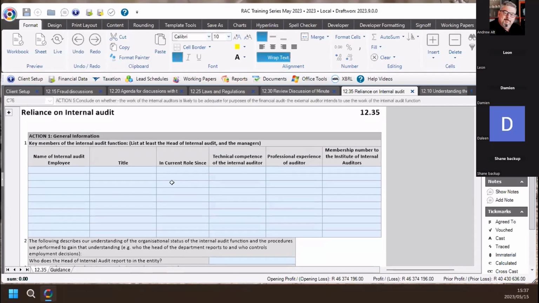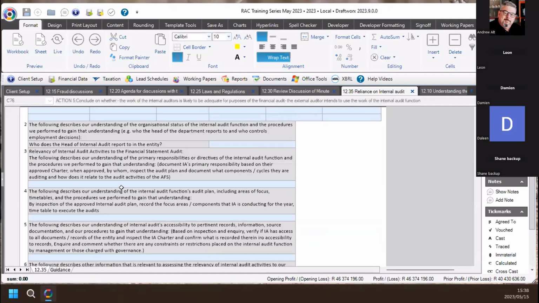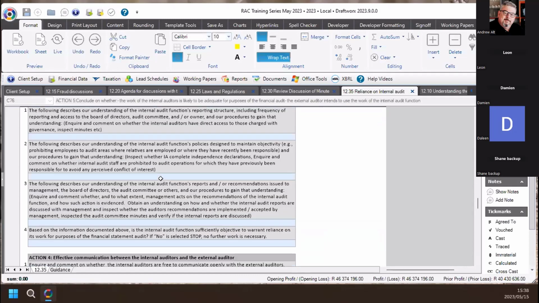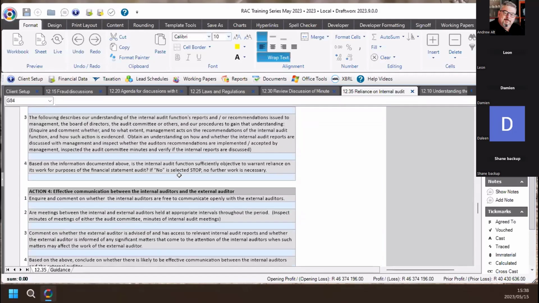So only if you are relying on internal audit do you need to complete these. It then takes you through that process. Who's involved? What procedures are they doing? Actually physically reperforming or doing other procedures to assess their work. Because if you're going to say we rely on internal audit, there's always a risk there, because they're paid by the organization to do specific work. So they might be paid to lie to you as well. So we do need to assess them appropriately. And that's what document 12.35 is intended to do.